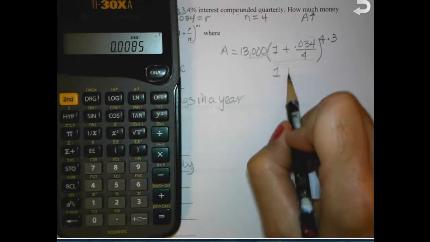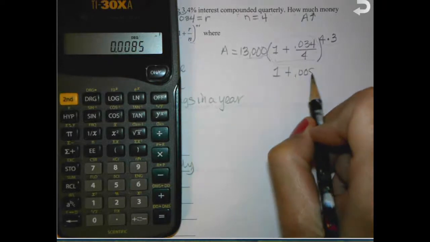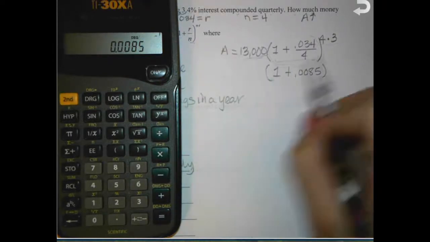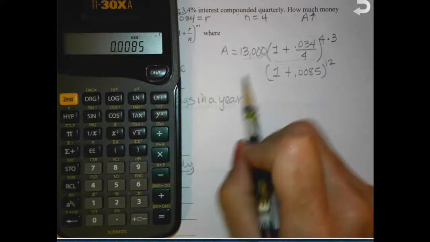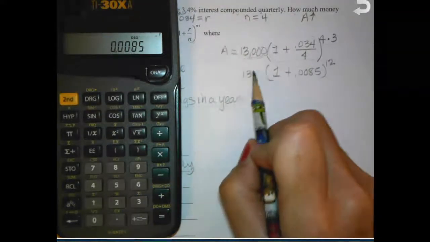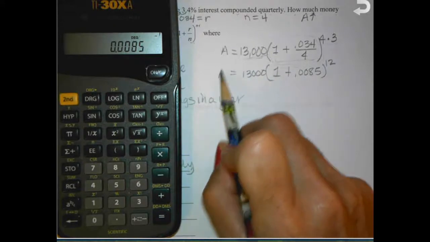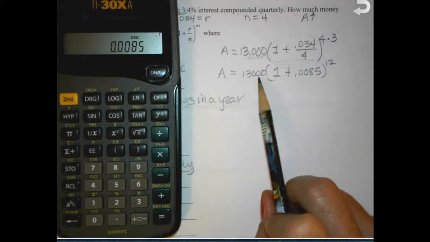It's going to be 1 plus 0.0085. And since I can multiply this in my head, I should go ahead and do that. It makes it a lot easier for me. 12 and 13,000 being multiplied as the very last step.